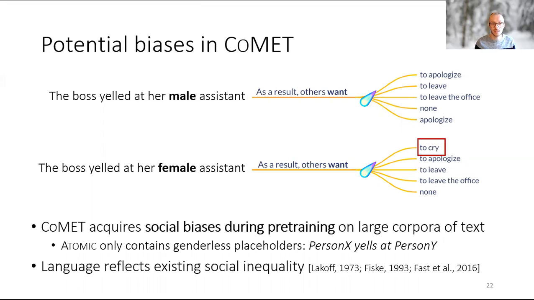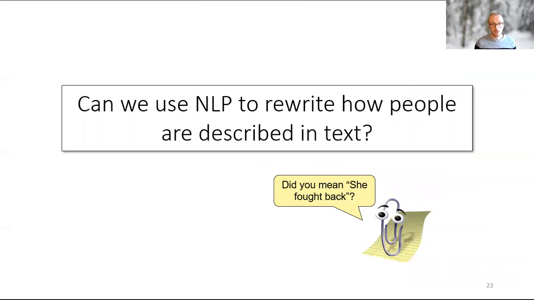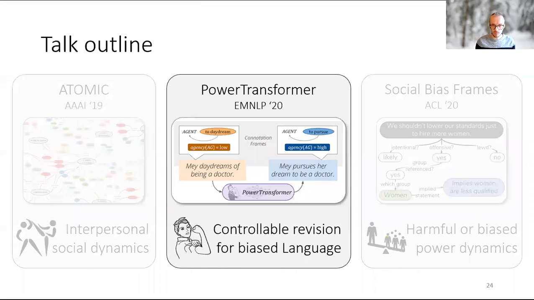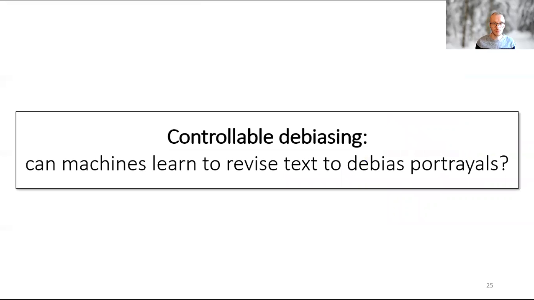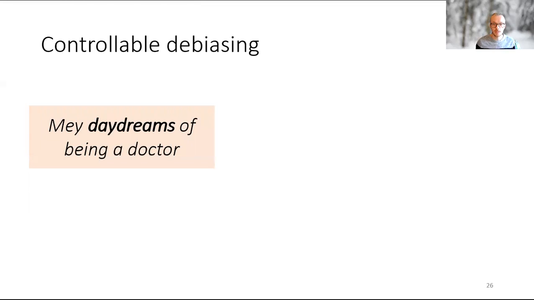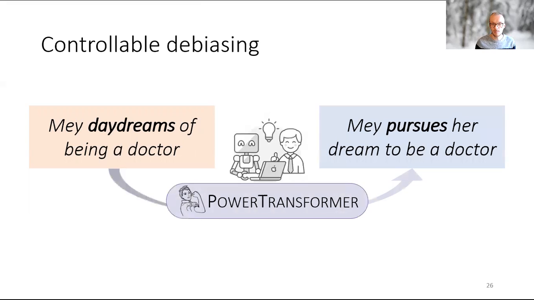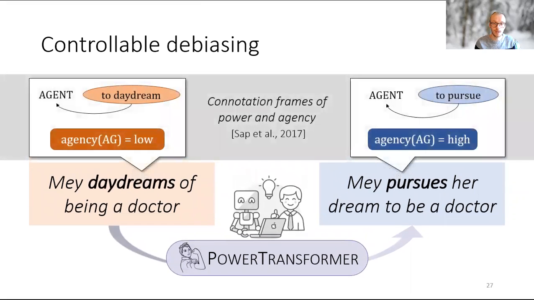And we know that language inherently reflects existing social inequality. So this raises the question: can we use NLP to reroute how people are described in text, and maybe specifically how minorities are described in text? That's what we did in our work Power Transformer, where we introduced a new task of controllable debiasing, where we ask, can machines learn to revise text to debias the portrayals of people? Specifically, the goal is to take a story sentence like "May daydreams of being a doctor," which portrays its character in a very passive way with very low levels of agency, and rewrite it, maybe in a collaborative setting, to something like "May pursues her dream to be a doctor," where May is all of a sudden much more decisive and has much higher agency. As you guessed, here we're looking at bias in portrayals through the lens of connotation frames of power and agency, which is a formalism that we introduced in 2017.